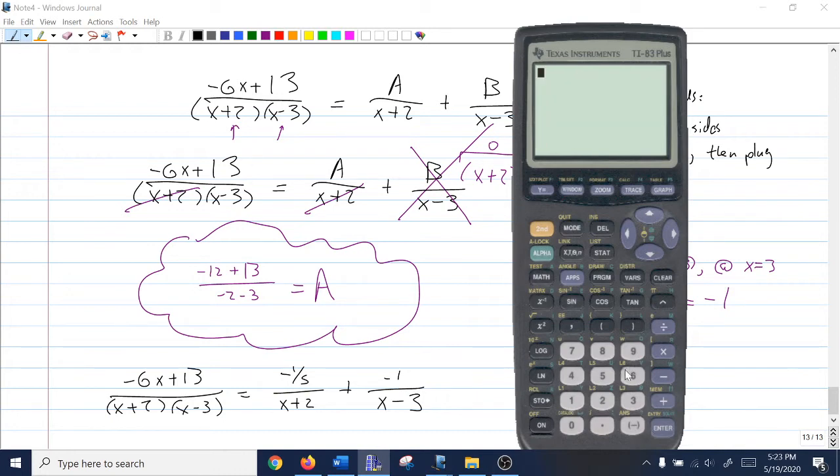I get negative 60 plus 13. I'm not going to try and do that in my head. I just suck at subtracting now. Divided by plugging in 10, I get 12, and also on bottom I have 7. That's the left-hand side. Plug in the right-hand side: the top is negative 0.2, divide that by 10 plus 2 is 12, plus negative 1, divided by 10 minus 3 is 7.